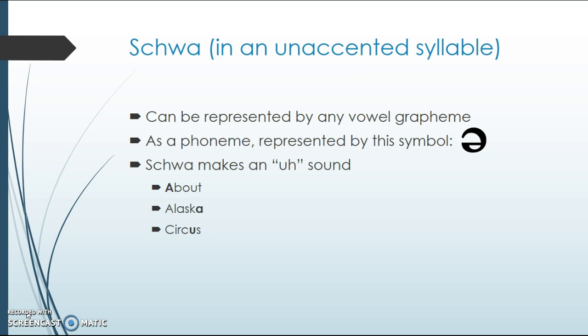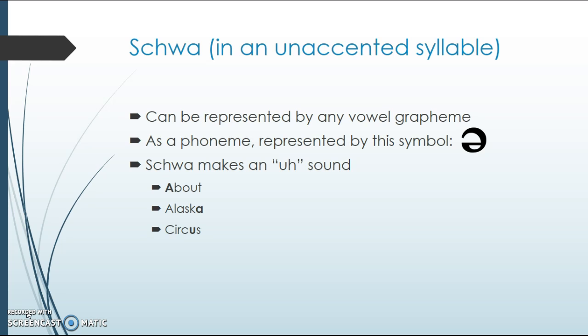Finally, at this point, we get to the schwa. And the schwa can be represented by any vowel grapheme in a word. So it can be A, E, I, O, or U in writing. But when we're looking at the schwa as a phoneme, it's represented by the symbol that is an upside down E. And the schwa makes that sound in about, Alaska, circus, and it's in an unaccented syllable.